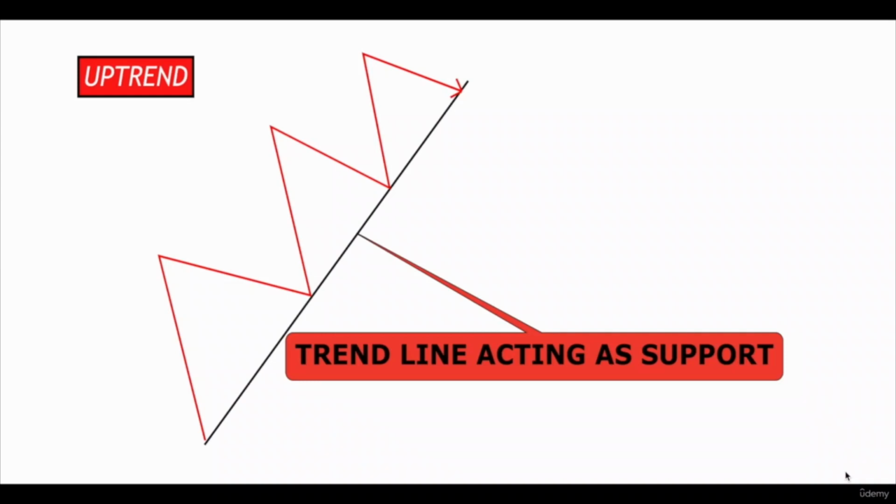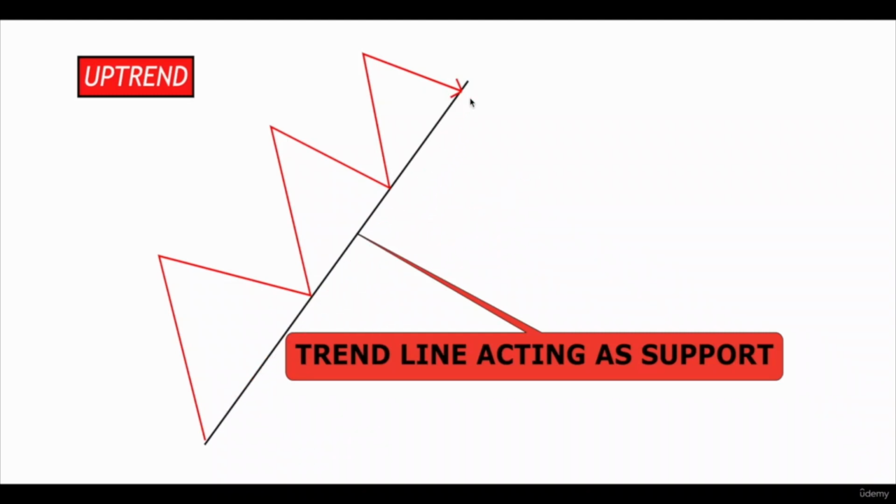This is a hypothetical example. See, the price is in an uptrend as I've mentioned here. This is the price level and this black line is a trend line. The trend line is holding the price from further dropping. Each time it gets tapped, it pumps. So basically it is acting as a support. This straight line is called a trend line.